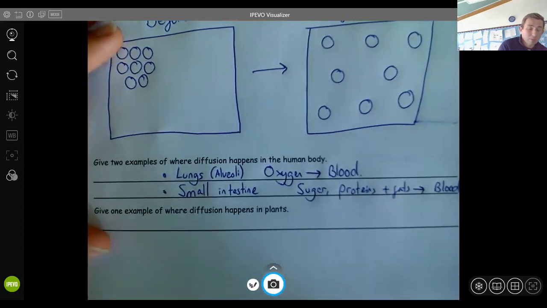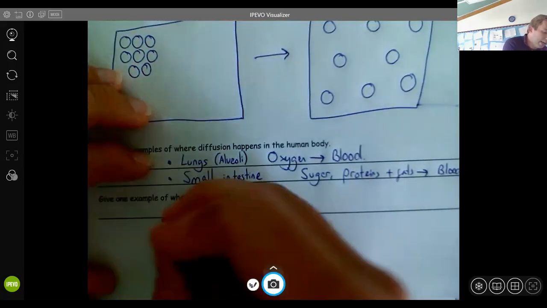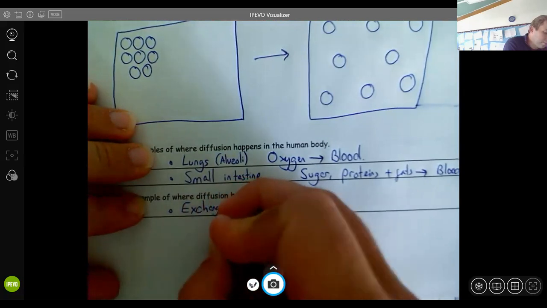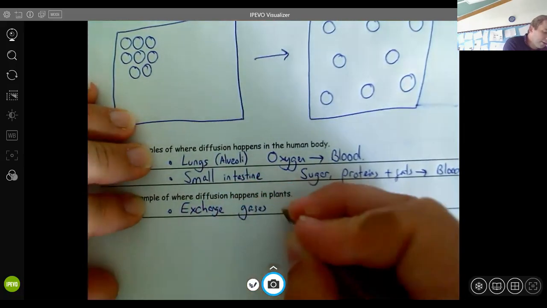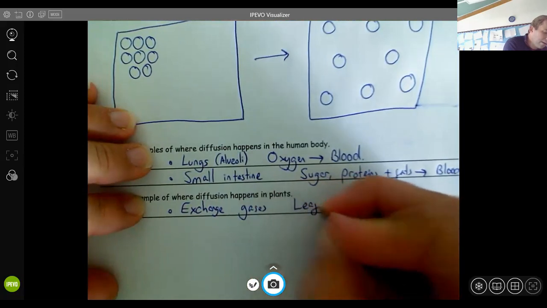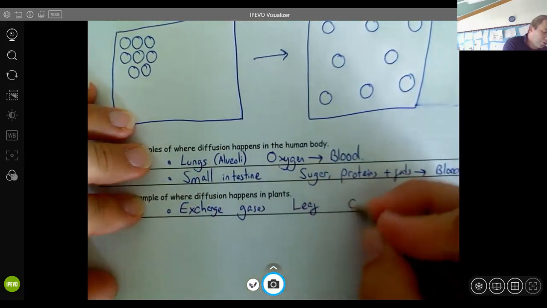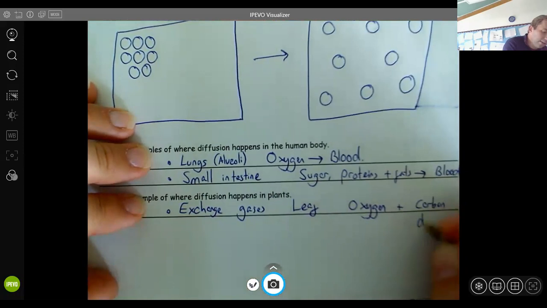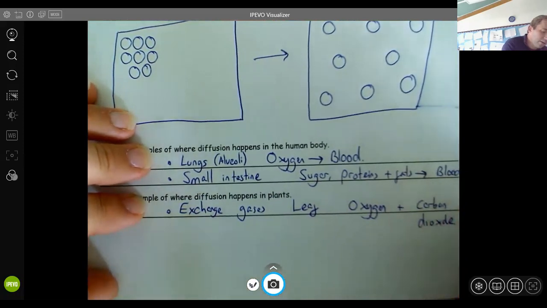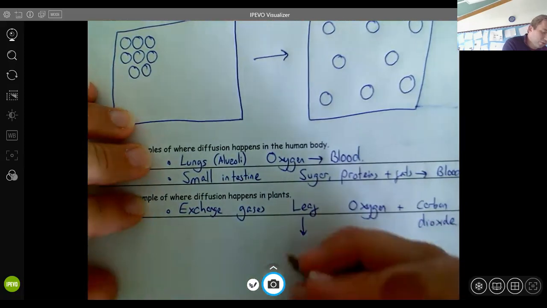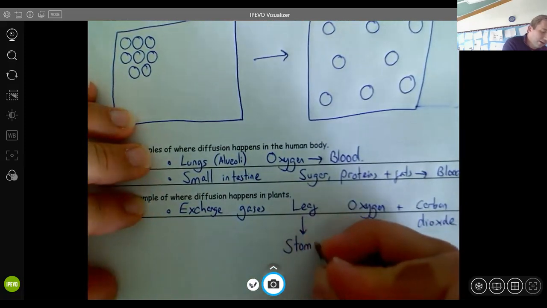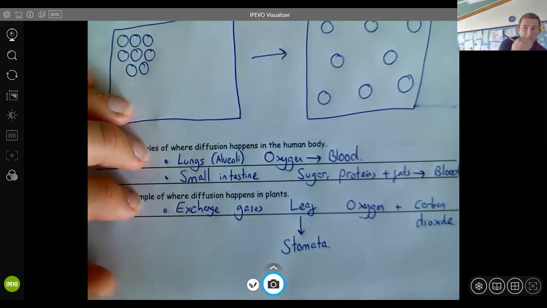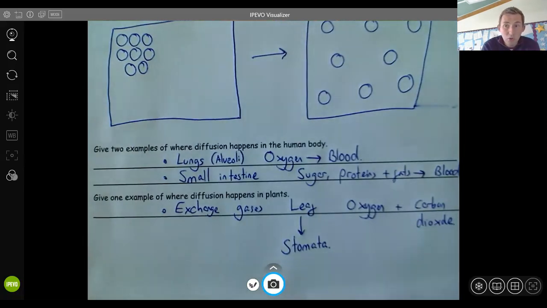The final we need to know about is plants. Now, plants are amazing because they are able to exchange gases. This happens in the leaf, and the gases that are exchanged are oxygen and carbon dioxide. If you want a specific part of the leaf, it is called the stomata. And these are little holes in the leaf, which allow gases in and out of the leaf, underneath the leaf, okay? So there's your new knowledge for today's lesson.